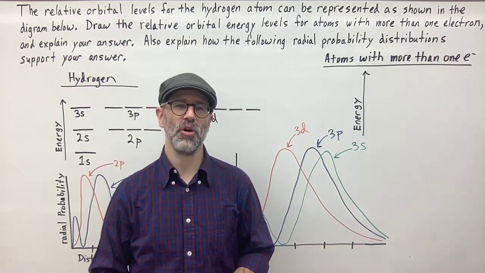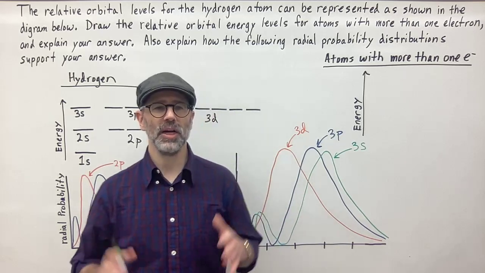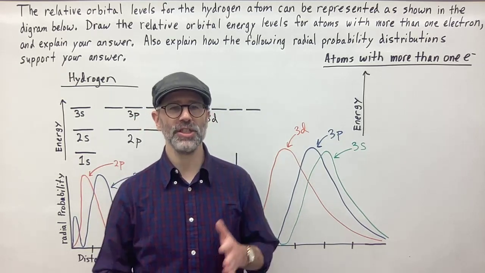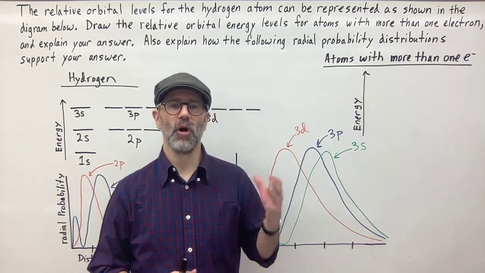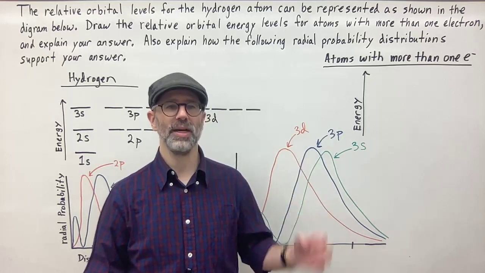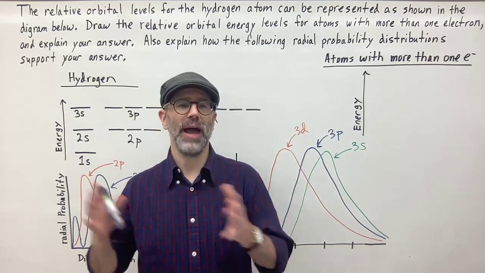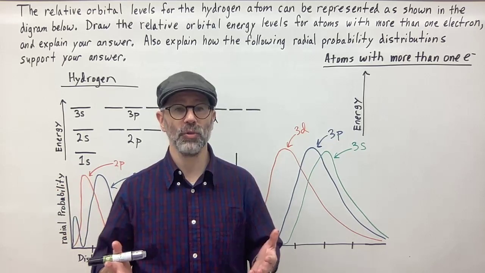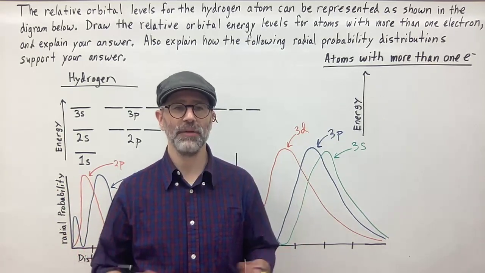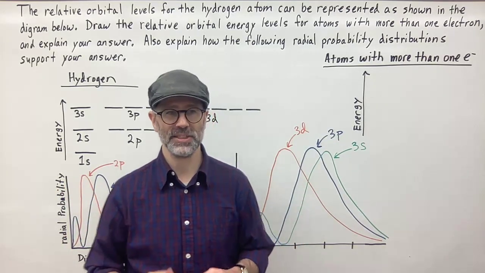My name is Mr. Cobalt, and in this video we're going to compare the orbital energy level diagrams for hydrogen, which is a one electron system, to other atoms that have more than one electron. What is the difference and why? So let's get into this.